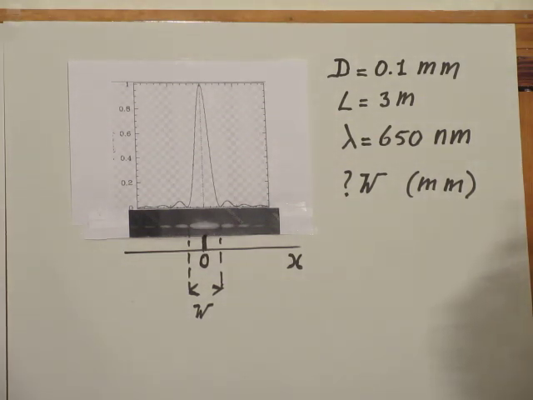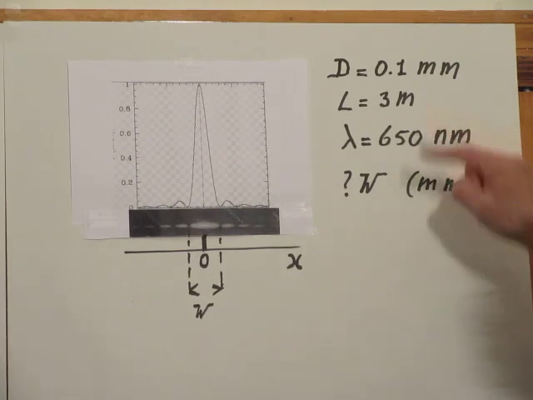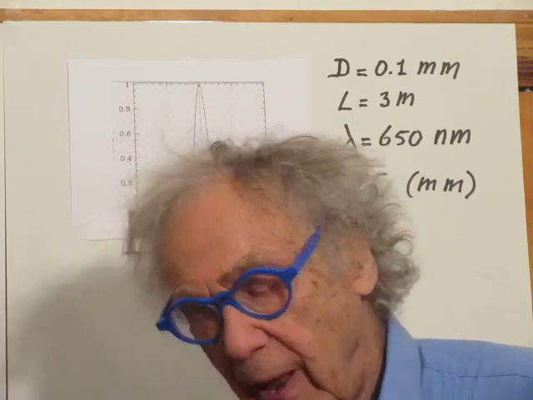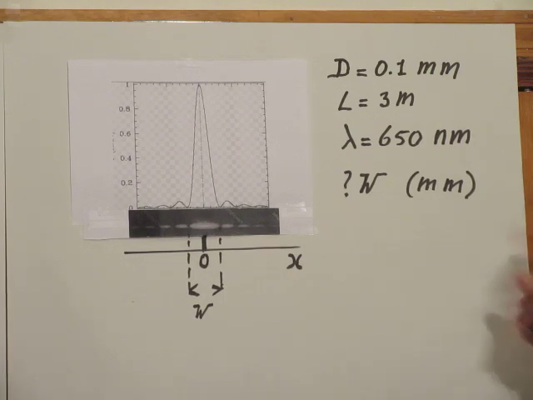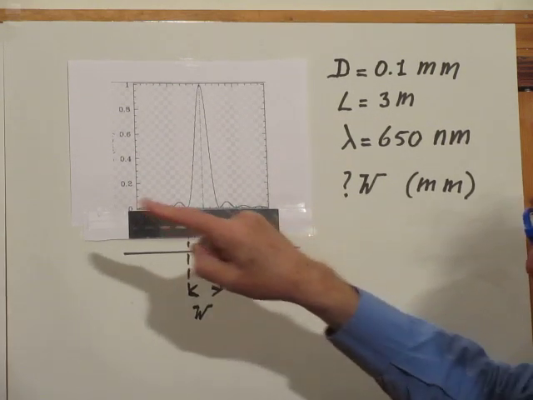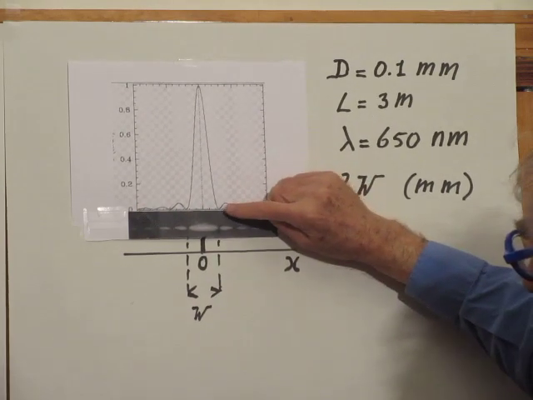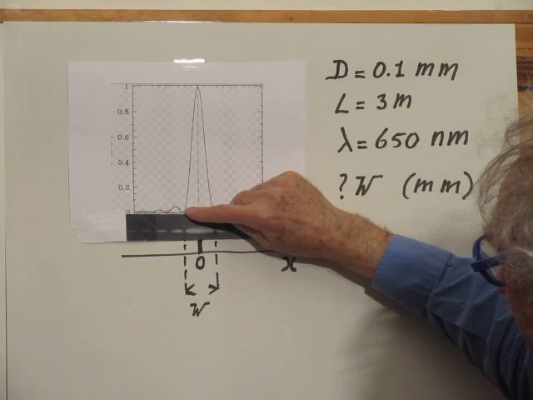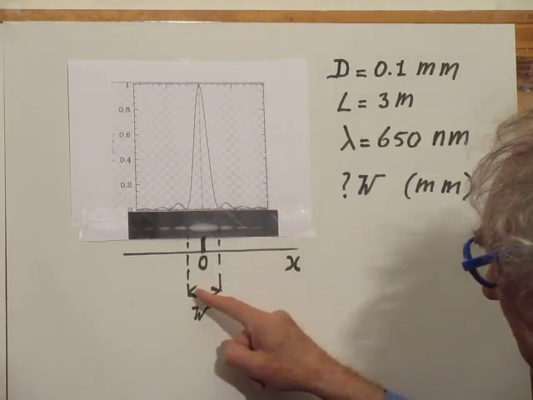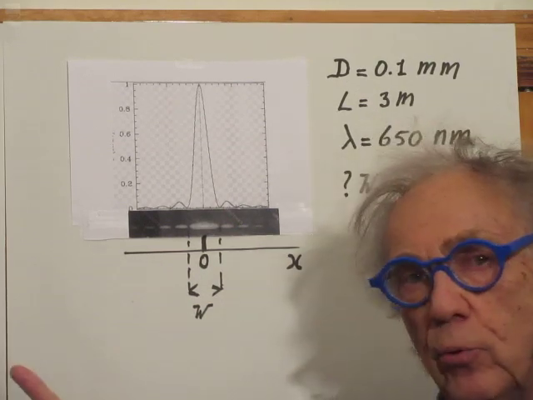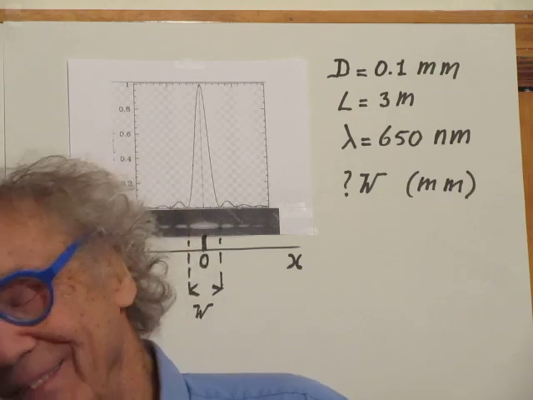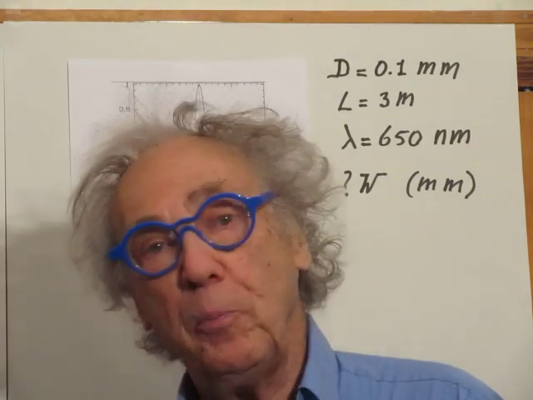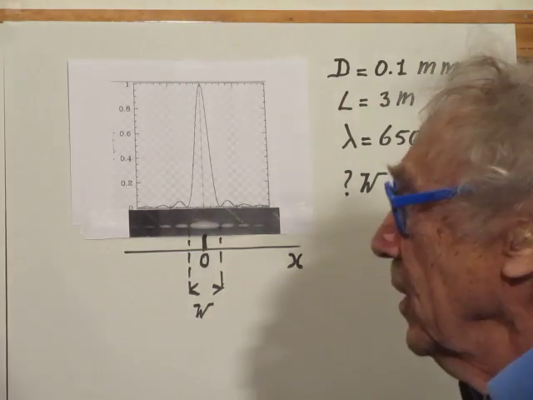Now, D is 0.1 millimeters, L is 3 meters, and I'm using a laser beam, 650 nanometers wavelength. I want you to calculate for me what the distance is on the wall between this zero light point, destructive interference, and that zero light point, destructive interference. I call the distance between the two W. I would like you to give me W in terms of millimeters. And as I already predicted, it will be much larger, of course, than 0.1 millimeters.